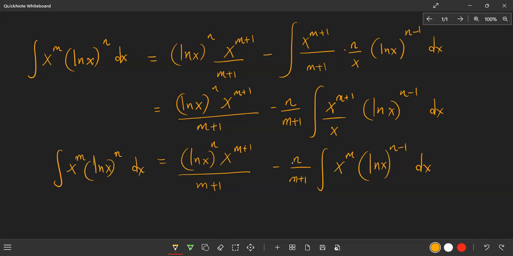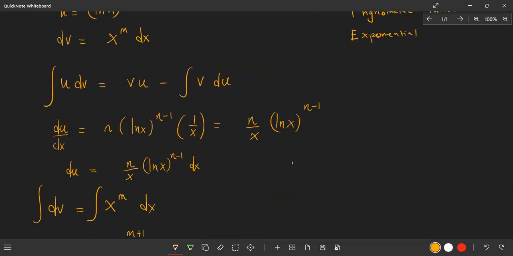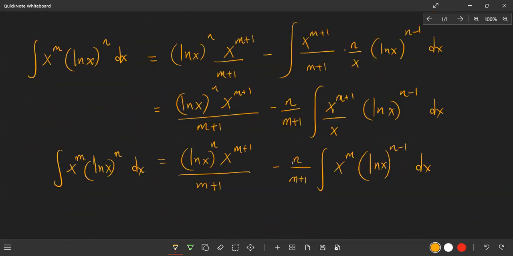Oh, so it's just integration by parts. Yes, the integration formula is all about integration by parts. Okay, so let's look at the next question.